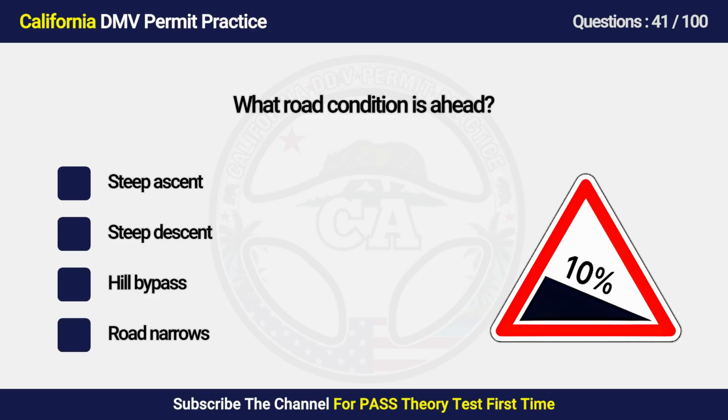Question 41. What road condition is ahead? A. Steep ascent. B. Steep descent. C. Hill bypass. D. Road narrows.